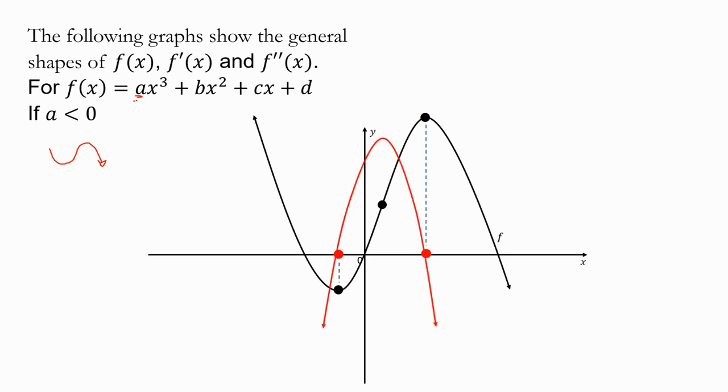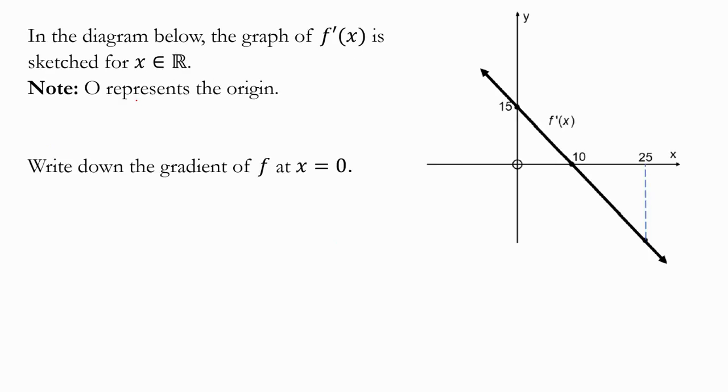You see that? But if a is negative now, the first derivative graph is going to be concave down, and the second derivative graph is going to be decreasing. Now, I think we can go to our question. In the diagram below, the graph of f prime of x is sketched, and O represents the origin. Write down the gradient of f at x equal to 0.